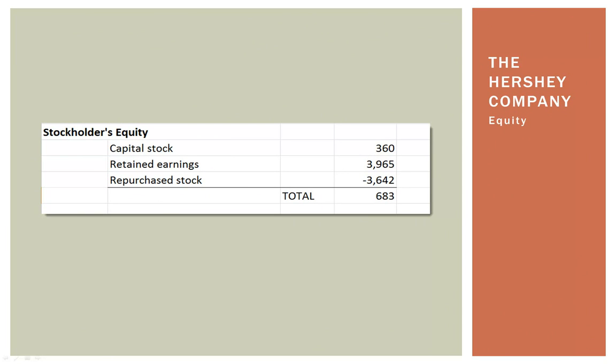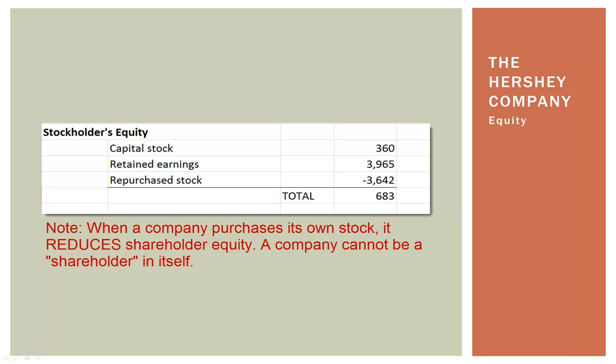Then we have stockholders' equity. Of course, capital stock is the stock of Hershey Company, and retained earnings. Because remember I said in the earnings statement, if the company does not pay out its earnings in dividends, it's going to keep its earnings to use inside the company. And then repurchased stock, oftentimes companies will buy their own stock out of the stock market.